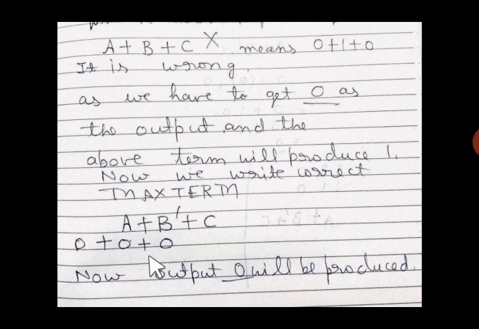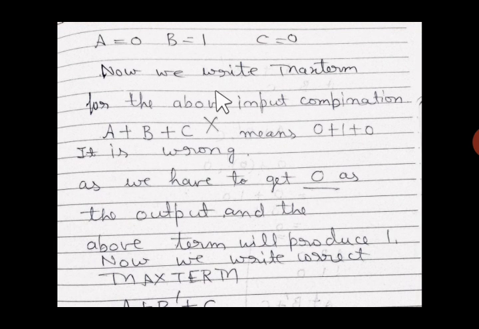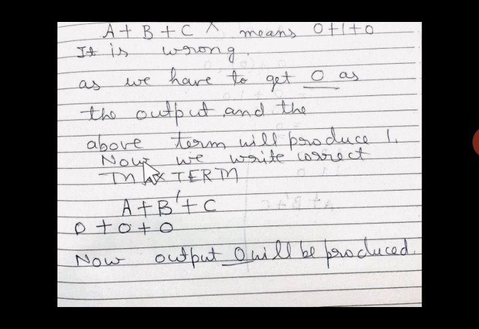Now we write the correct max term, and here we complement B, because B is having the value, you can check the value, B is having the value 1. Now getting back to this, because of the complementation of B, it produces 0 plus 0 plus 0, and when all the inputs are 0 in the OR operation, the output produced will be 0.